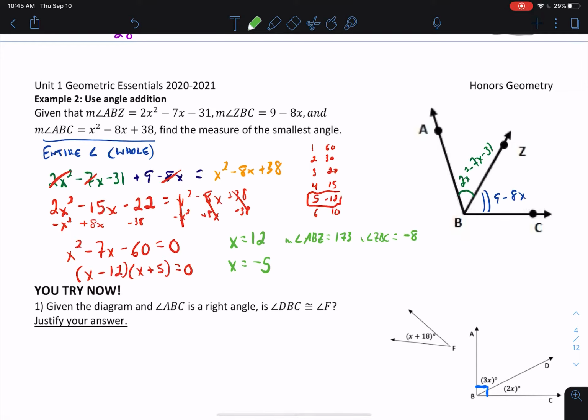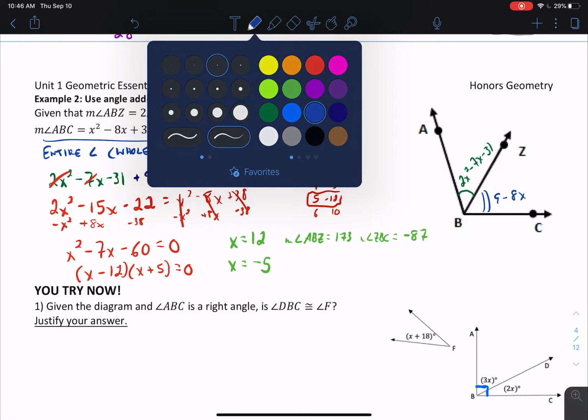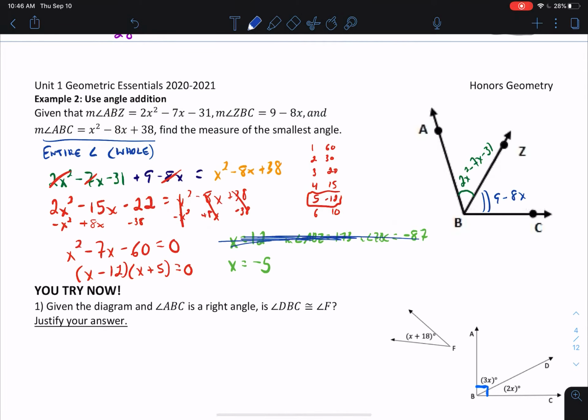This is where geometry takes these quadratics to the next step, because not only are we solving the quadratic, but now we have to plug it back in and see what our answers are. If I plug in 12 every time I see an x, one of my angles is going to be negative, and that's impossible. An angle cannot have negative measure. So that means x equals 12 can't be used as an option. No good. x equals 12 will not work.